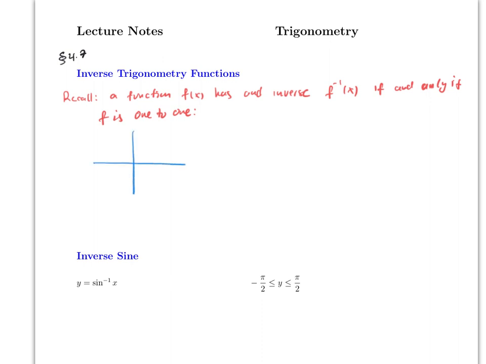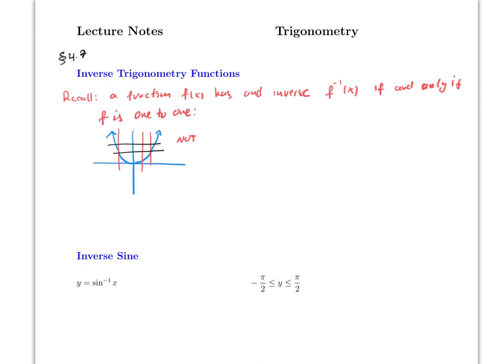So for example, you have this function. This is a function because it passes the vertical line test. Okay, so it crosses only once. But this is not a 1 to 1. So to be 1 to 1, it also has to pass the horizontal line test. So therefore, this is not a 1 to 1 function, so therefore it doesn't have an inverse.